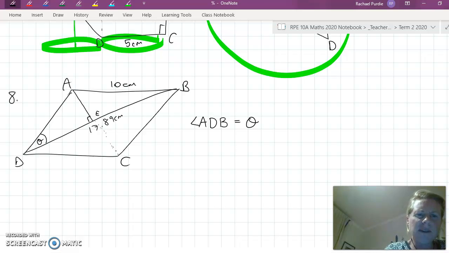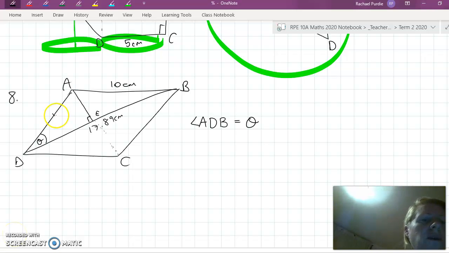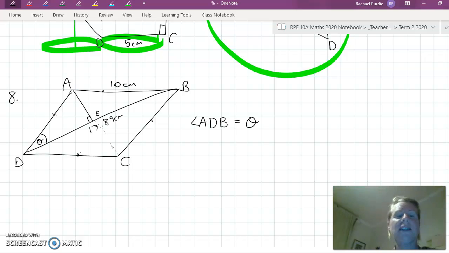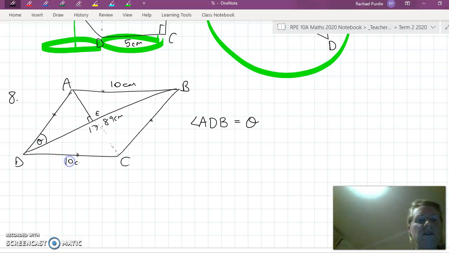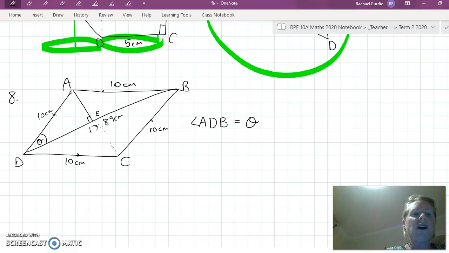Given that this is a rhombus, all of its sides are equal. That's the nature of being a rhombus. A rhombus is like a square that's been squashed over onto its side. So if that is 10 centimetres at the top, then all of these are 10 centimetres. We know that that diagonal there is 17.89 altogether.